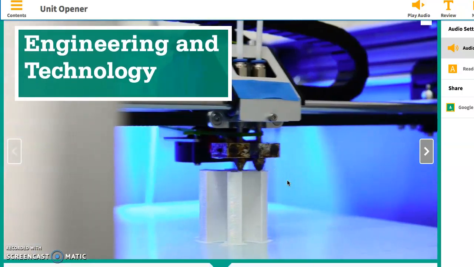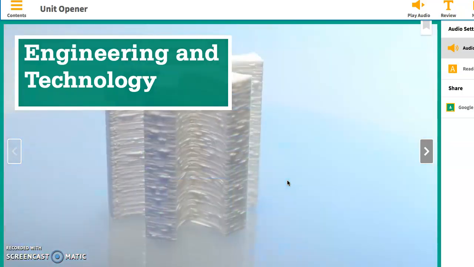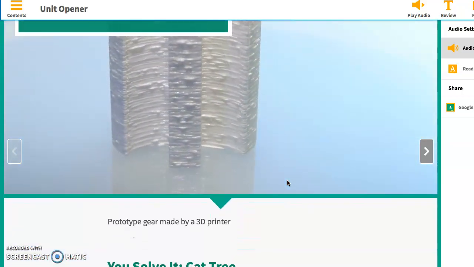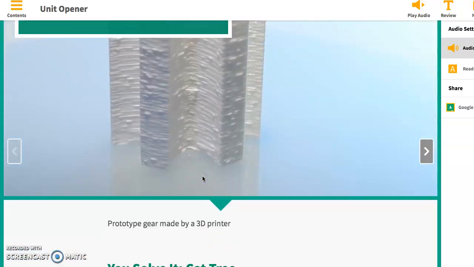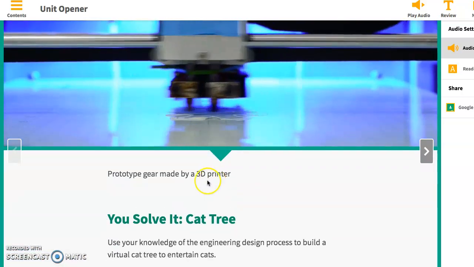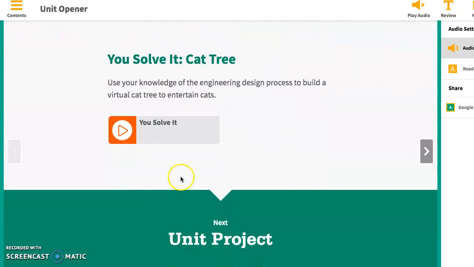Okay, fifth grade, so this is our very first unit that you're going to be doing online for science. So it's looking at engineering and technology. It's showing you a 3D printer. You're looking through how it is a prototype, and we're going to be talking about engineering and the engineering process.